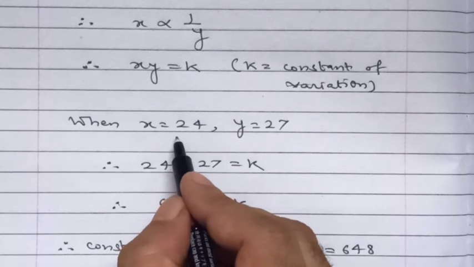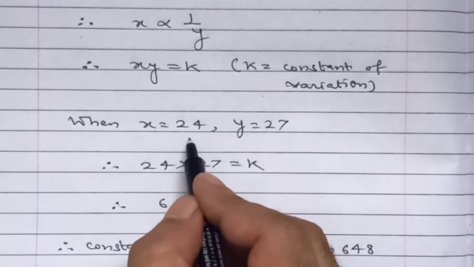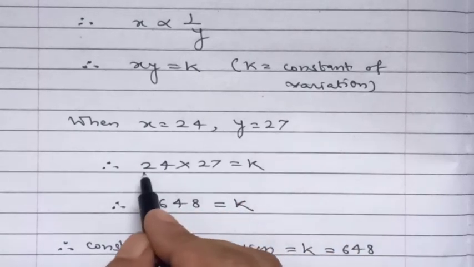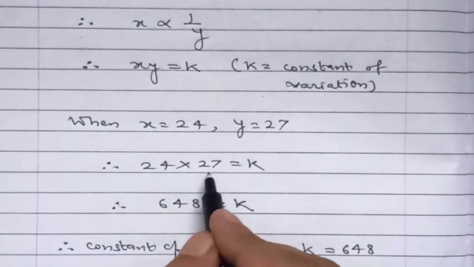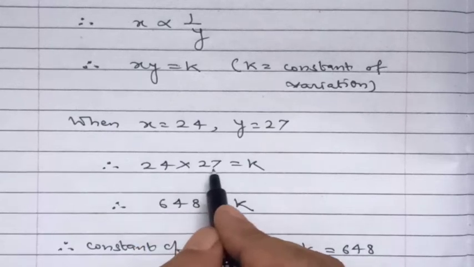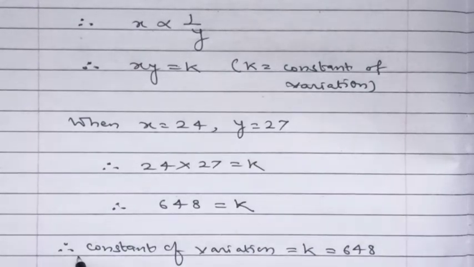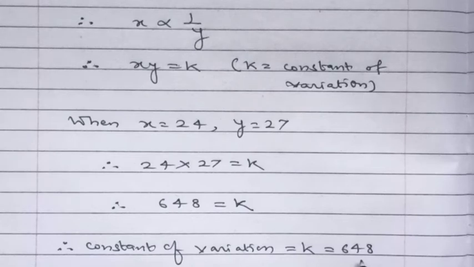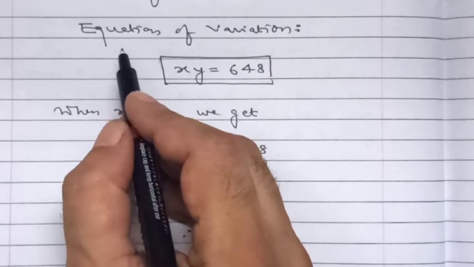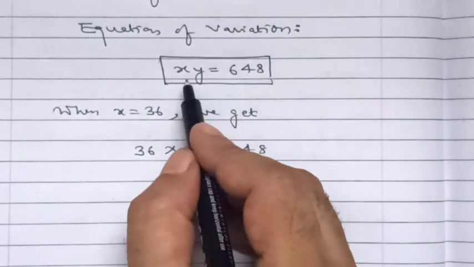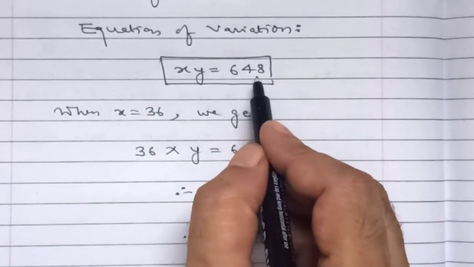Now put the value of x and y. X is 24, then y is 27. Therefore k will be product of 24 and 27, that is 24 into 27 is equal to 648, equal to k. Therefore constant of variation k is equal to 648. Since k is equal to 648, you can write equation of variation xy is equal to k is equal to 648.